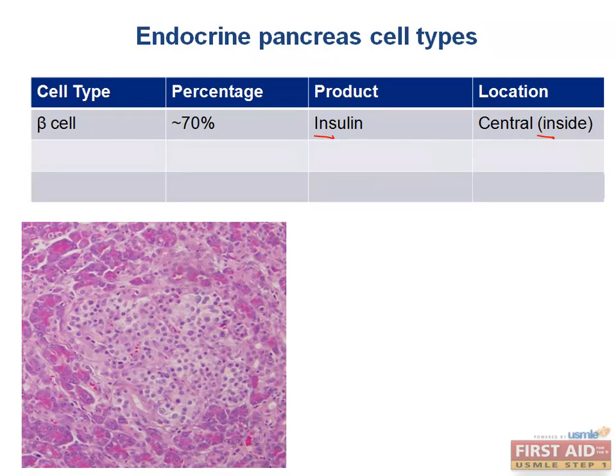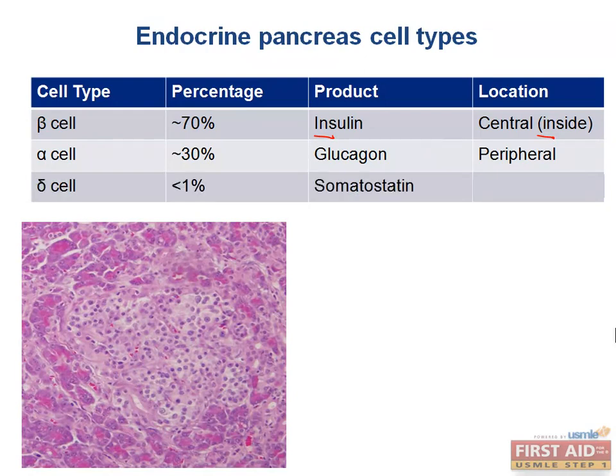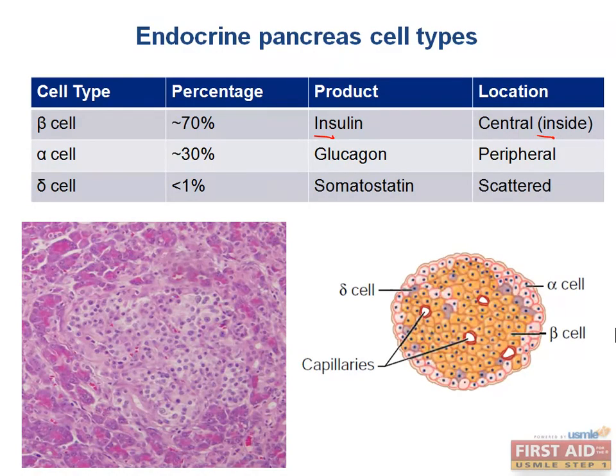The next most prevalent cell type are alpha cells, which produce glucagon, which are located peripherally. Finally, we have delta cells that produce somatostatin and are interspersed throughout the islet. Here is a cartoon that more clearly depicts the locations of these three different cell types.